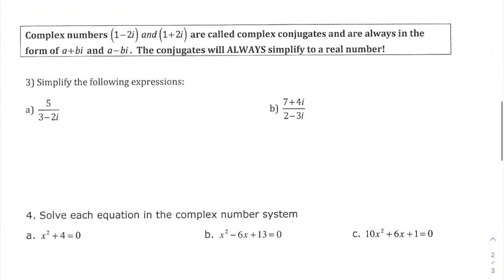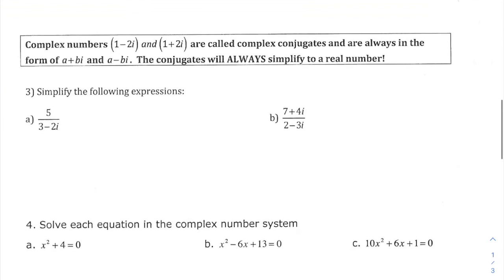All right, so now the complex conjugate. This is something that students tend to struggle with because they forget to use it. So let's read this together. For complex numbers, 1 minus 2i and 1 plus 2i are called complex conjugates and are always in the form a plus bi and a minus bi. The conjugates will always simplify to a real number.